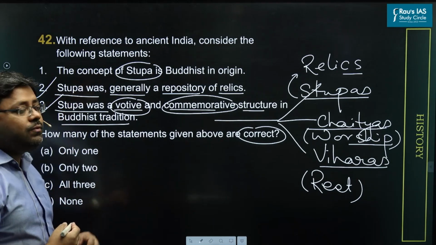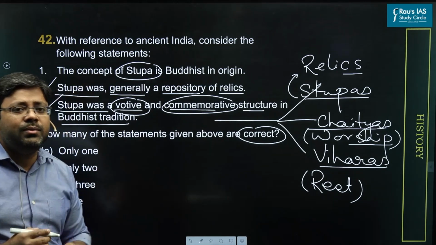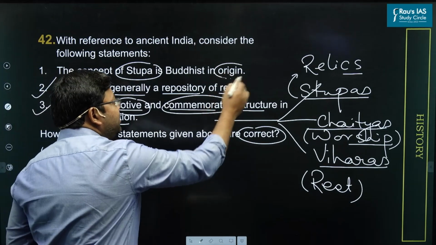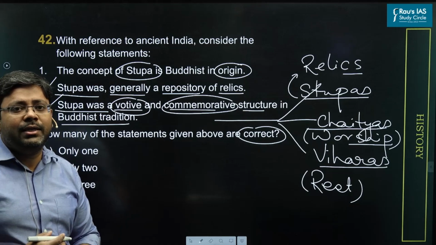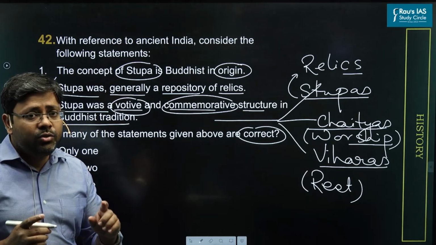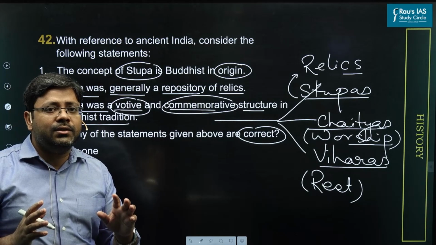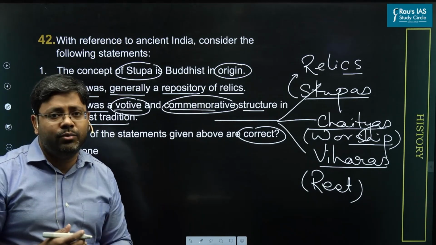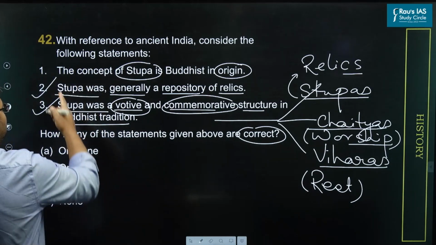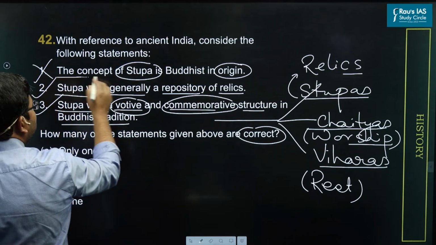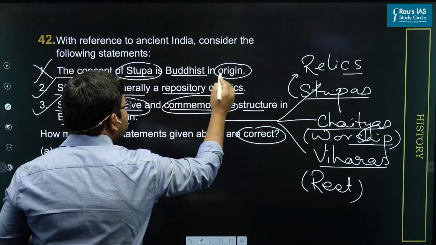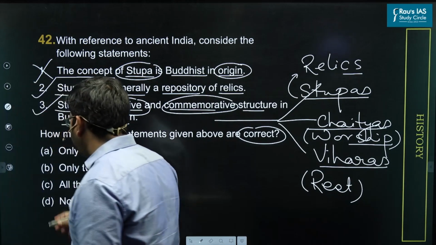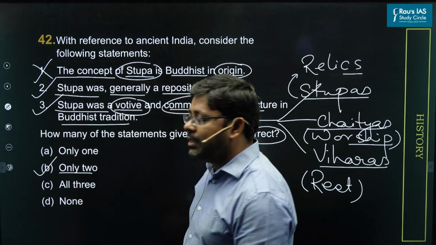Now, when we talk about the first statement, most of the historians like Upinder Singh believe that in origin, the stupas might have predated the Buddhist age. So, though the stupa-like structure became very prominent in the Buddhist age, in their origin, they would predate it. If this is so, the first statement is incorrect, that the concept of stupa is Buddhist in origin. And if this is so, the answer here is very simple: only two statements are correct.